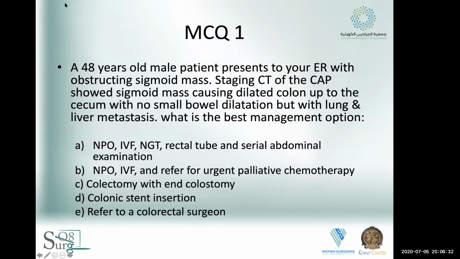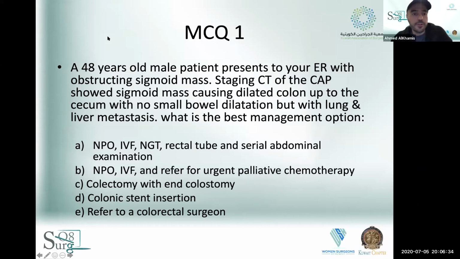Okay, so basically, this is a 48 year old male patient who comes to the emergency department with an obstructing sigmoid mass. You do a staging CT of the chest, abdomen, and pelvis, and you see a sigmoid mass causing dilatation of the colon up to the cecum, but there's no dilatation of the small bowel. You notice also, unfortunately, the patient is young, but he has lung and liver metastasis. So what is the best management option here?